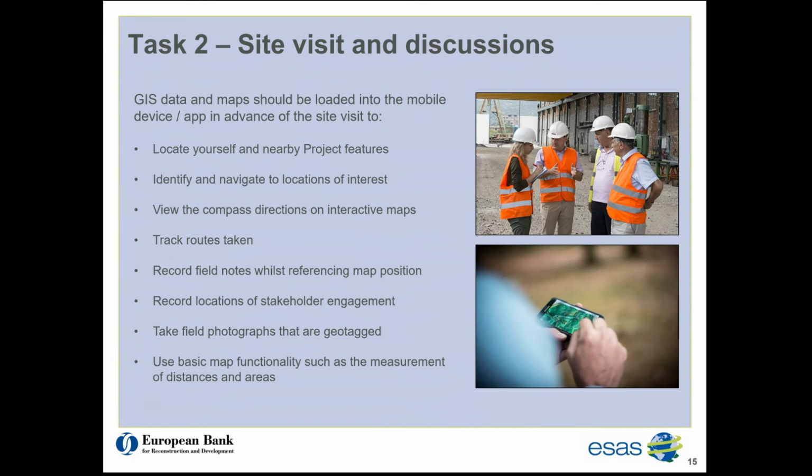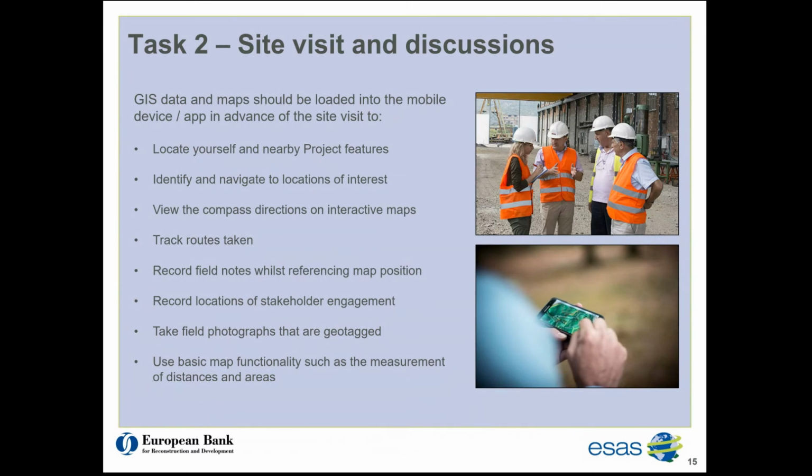In addition, numerous mobile mapping applications exist which can be used in the field. These can be used to locate yourself and also the boundary of nearby project features that may not be physically marked upon the ground, to navigate to locations of interest in the field, which are marked on the digital and the hard copy mapping, to view and record also the compass direction on interactive maps on mobile applications, also to track the routes that you have taken in the field, and this may be either driven routes or walked routes through the site.